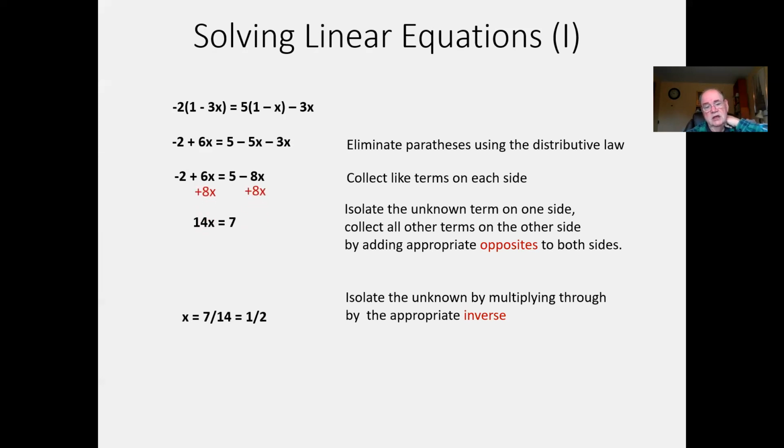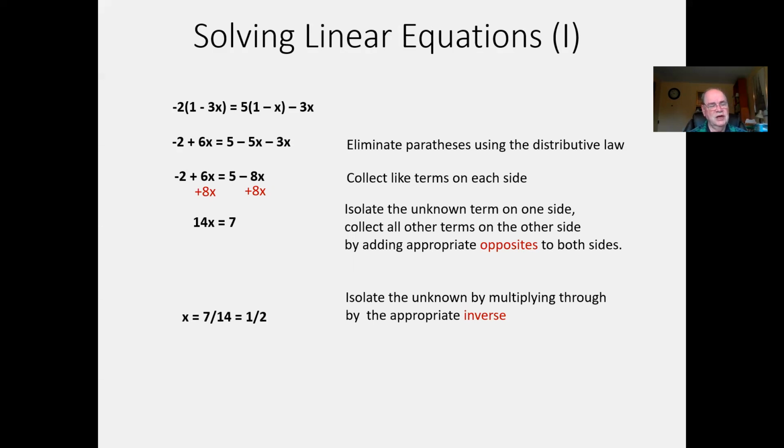Okay. So eliminating parentheses, well, again, multiplying the -2 through and the 5 through. Collecting the like terms, there's where the -5x and the -3x become -8x. Then isolating the x term on one side. Here, I'm just trying to get rid of the -8x on the right side. Whatever I do to the right side, I must do to the left side.